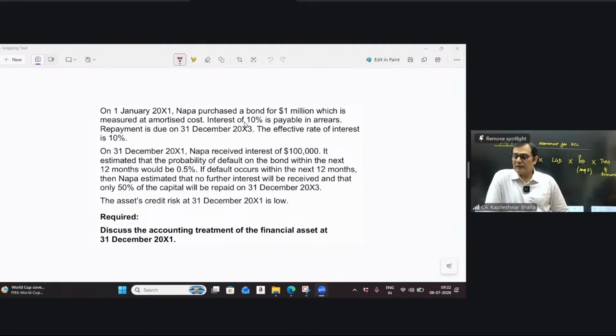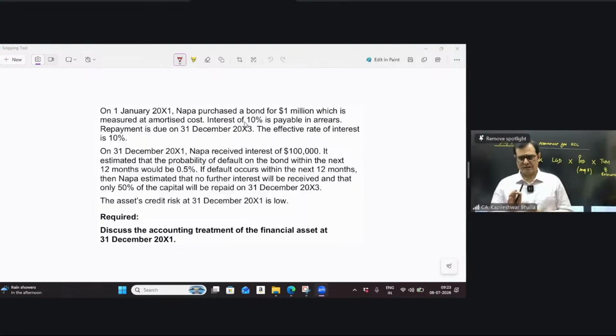Then it says on December X1, Nava received interest of 1 lakh rupees. It estimated that the POD within the next 12 months is 0.5%. If the default occurs within the next 12 months, then Nava estimated that no further interest will be received and only 50% of the capital will be repaid. So we know what you are not going to receive. The asset's credit risk is low. If the asset's credit risk is low at the end of the year, that would mean a POD using a 12 months ECL. Discuss the accounting treatment on December X1.